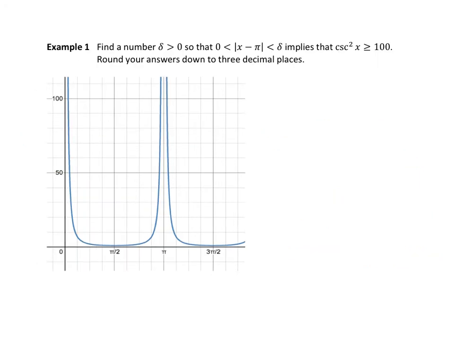So let's try to use this idea here in example 1. Again, I have the graph of cosecant squared of x from the previous slide. And here's what I want to do. I want to find a number delta so that if 0 is less than the absolute value of x minus pi is less than delta, this will imply that the function cosecant squared of x is greater than 100. And we're going to round our answers, it says, down to 3 decimal places.